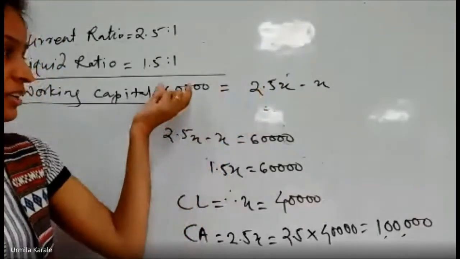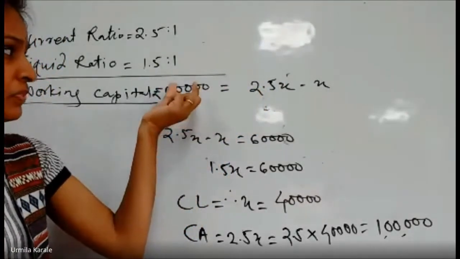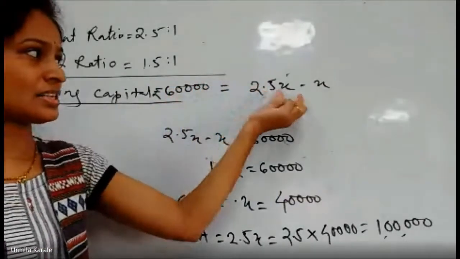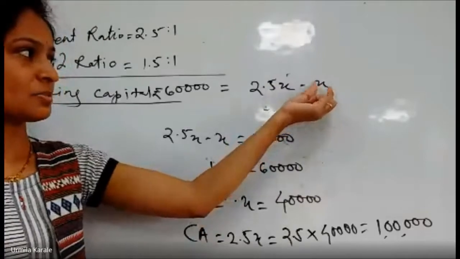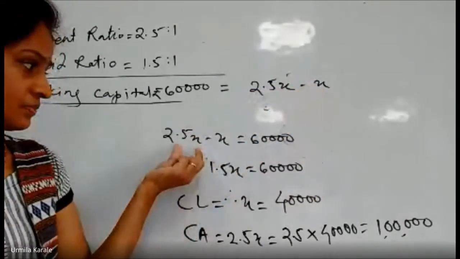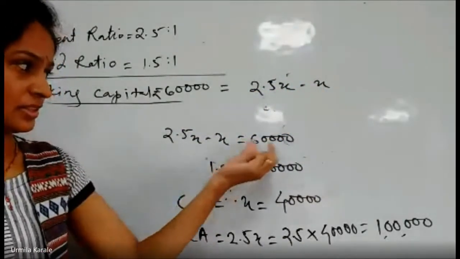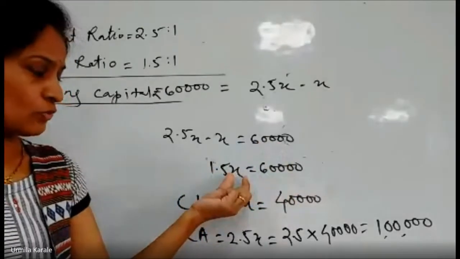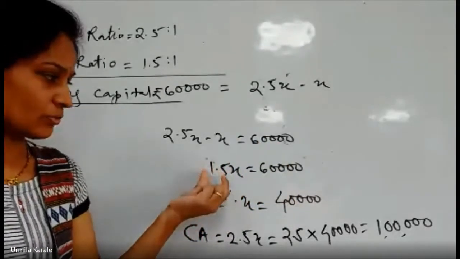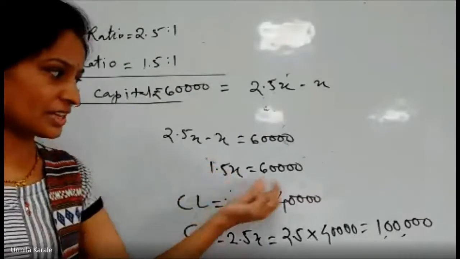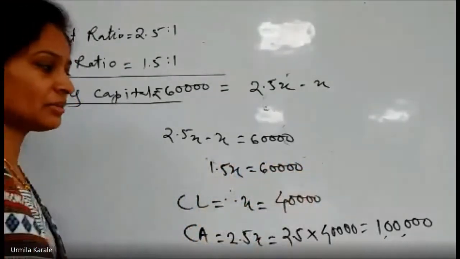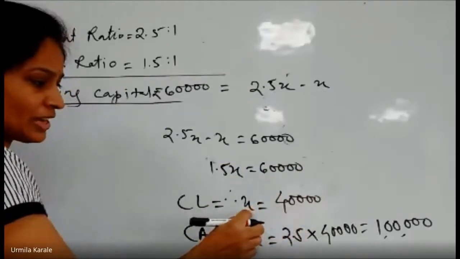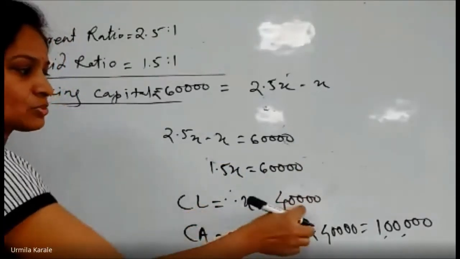So then in the working capital formula, working capital equals current assets less current liability. Current assets comes this much, current liability comes this much. Now this less this comes to 1.5x. Now if you want to find the x value, this is 1.5 into x, so 60,000 divided by 1.5 becomes 40,000. So the x value, which was current liability, comes to this much.